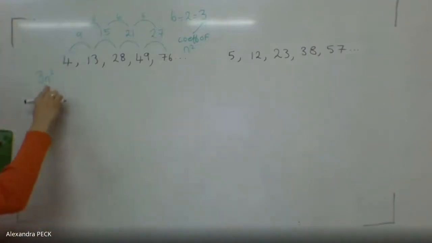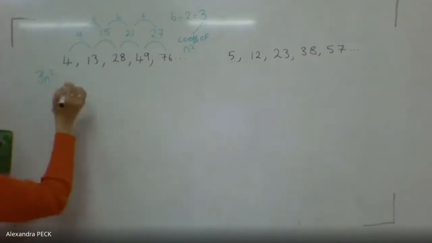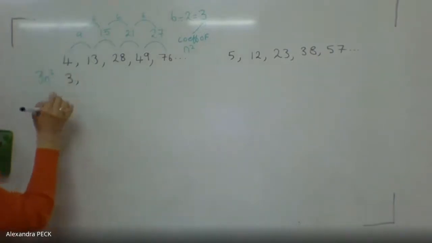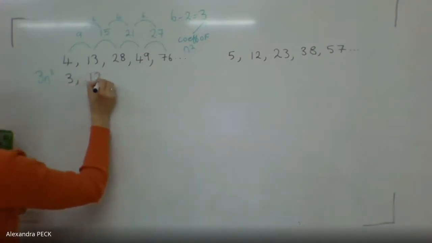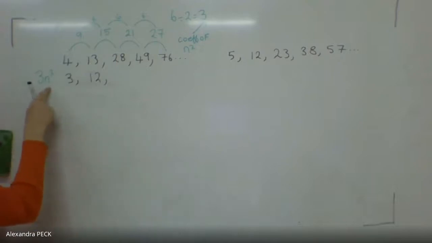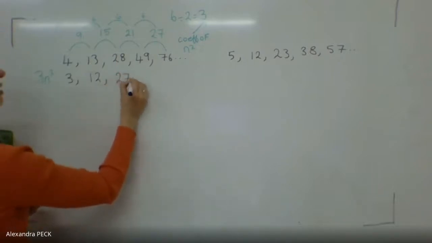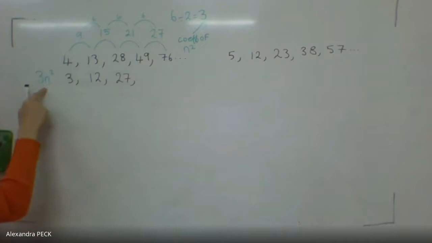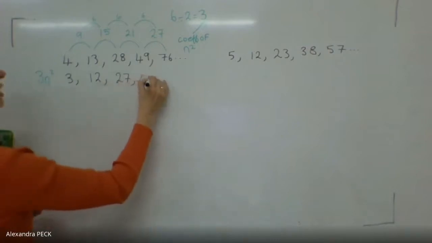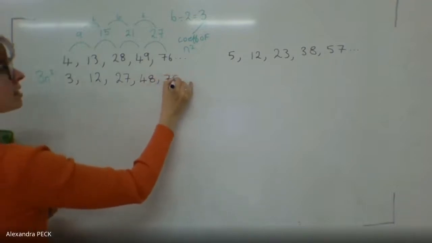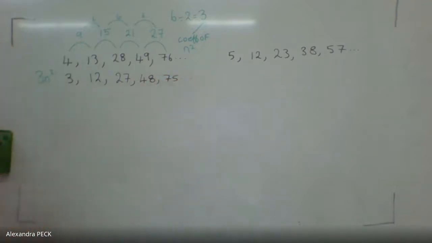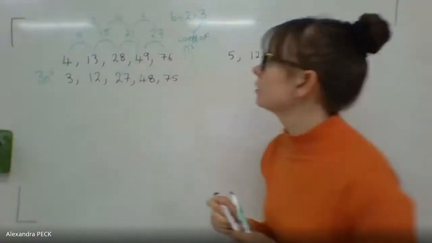So when n is 1, n squared is 1 also, so 3 times 1 is 3. When n is 2, 2 squared is 4, times 3 is 12. 3 squared is 9, times 3 is 27. 4 squared is 16, times 3 is 48. And 5 squared is 25, times 3 is 75. So I've got there the first 5 terms of the sequence 3n squared.